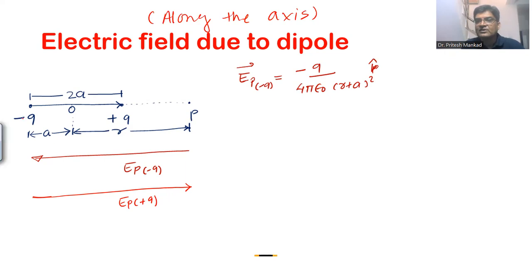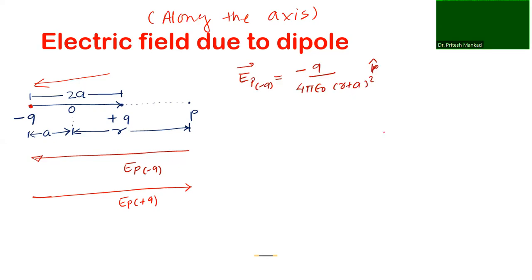Individually, the charge minus q is also a point charge. So the electric field due to the point charge minus q is minus q divided by 4 pi epsilon 0 into (r plus a) squared, and the direction is along the direction of the dipole. You can see the dipole is given in this fashion.